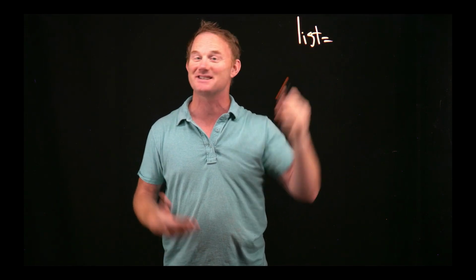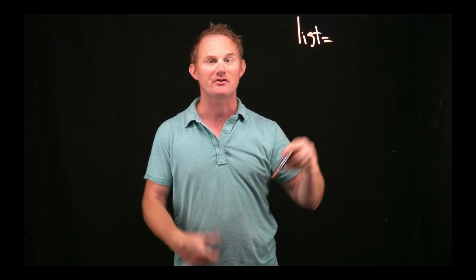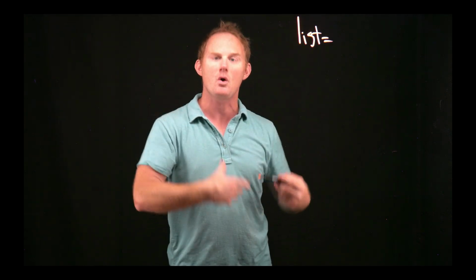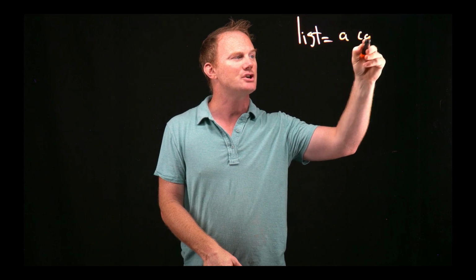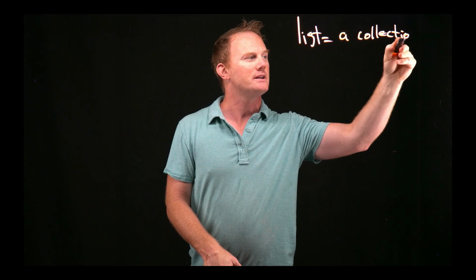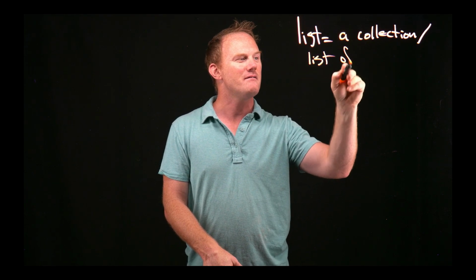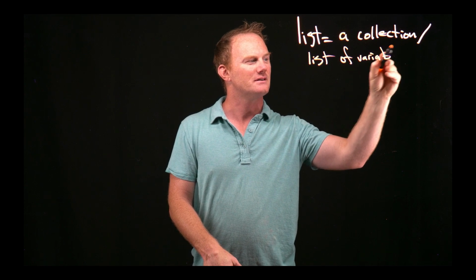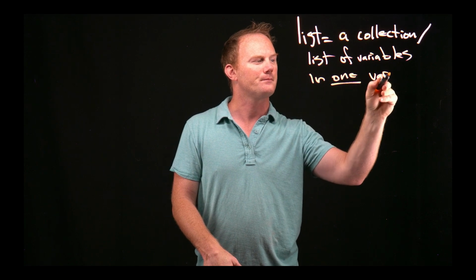If you remember back when we first started talking about data types, I had briefly mentioned lists. And the truth is, I think I used the word collection, but list is a great name for it because that's exactly what it is. A list is a data type, okay? So a variable is going to be a string or a number or a list. And a list is a collection, and then I'll put slash list because that's what it is, of variables in one variable.